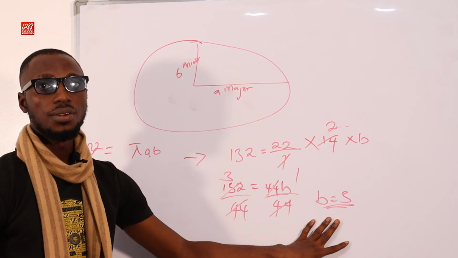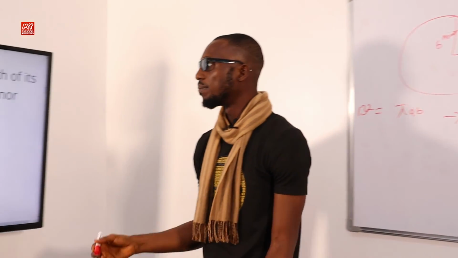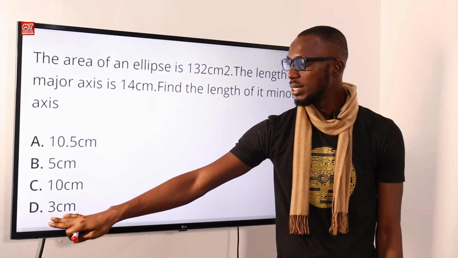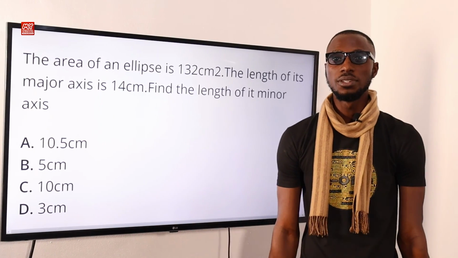So let's go back to the screen to select the correct option. B equals 3, the minor axis. So look through the options provided, you will see option D contains the value 3 centimeters. Option D is the correct option.